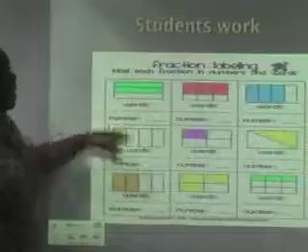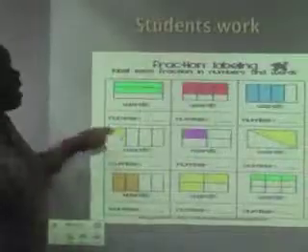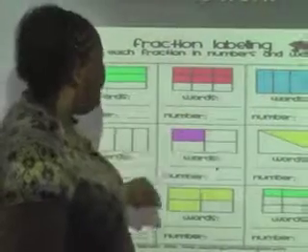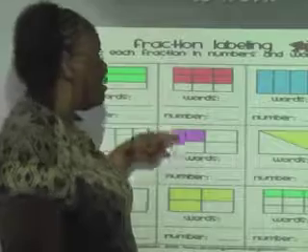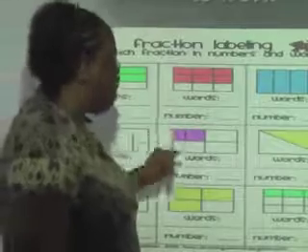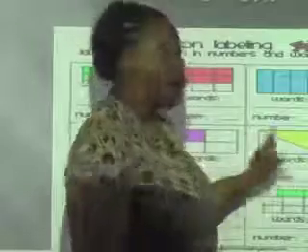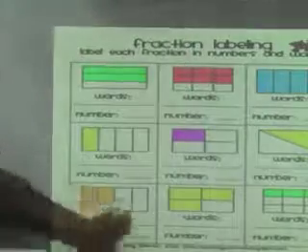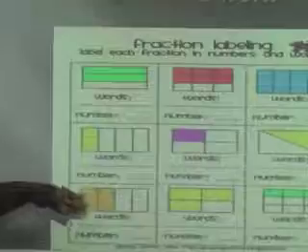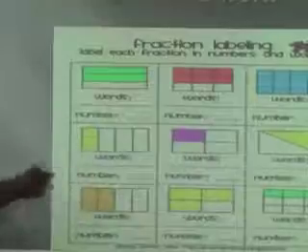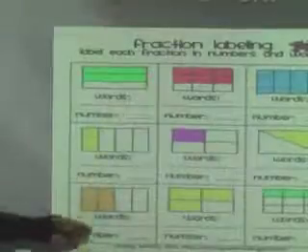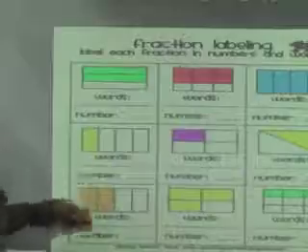Next one, how many squares? 4. How many are shaded in? 1/4. That's what your answer would be. And again, how many rectangles? 4. How many are shaded in? 1/4. The next one, 2. How many are shaded in? 1/2. The last row, we have 4 squares. How many are shaded in? 2. So our answer would be 2/4.